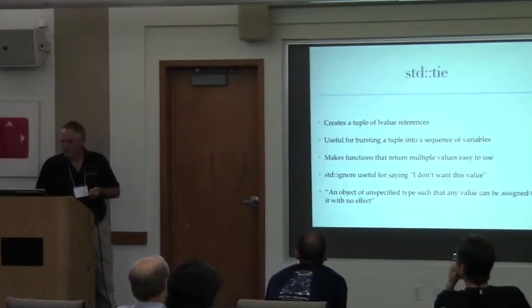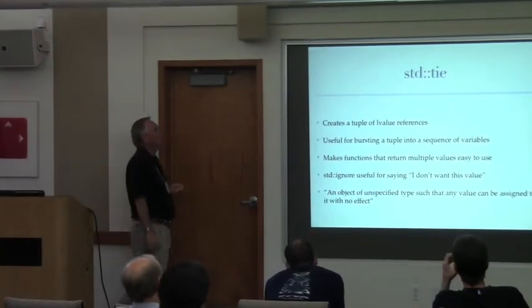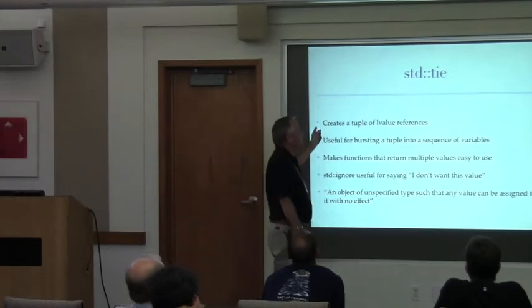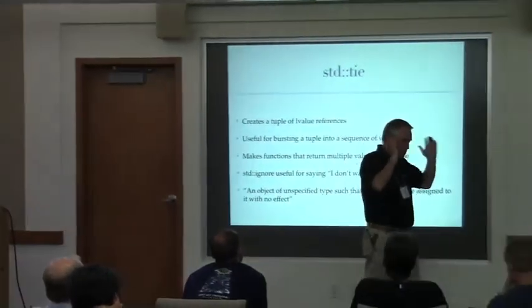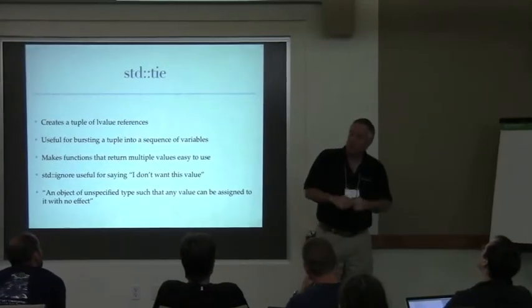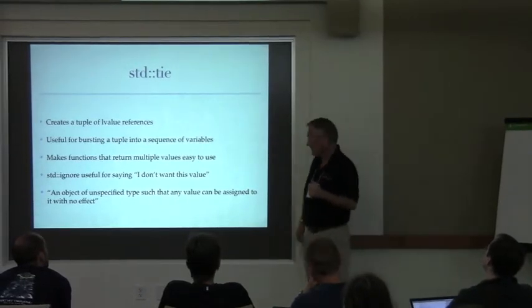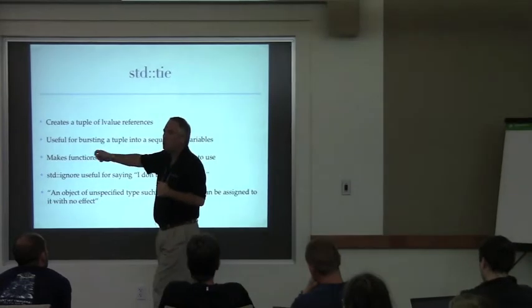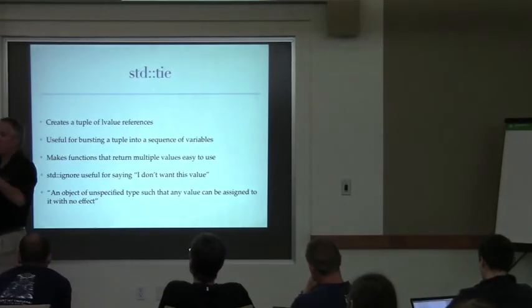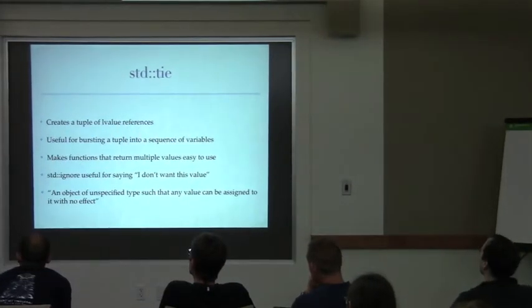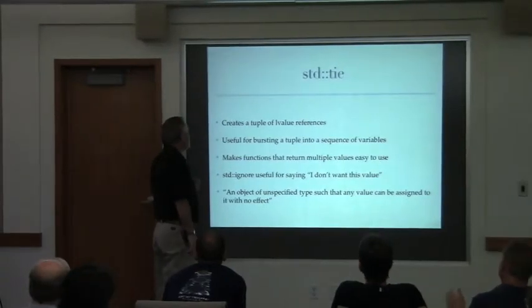Okay, fun stuff. std::tie. std::tie, it's a function. You give it a list of values, a list of lvalues, and it creates a tuple that contains lvalue references. I did spell that right.